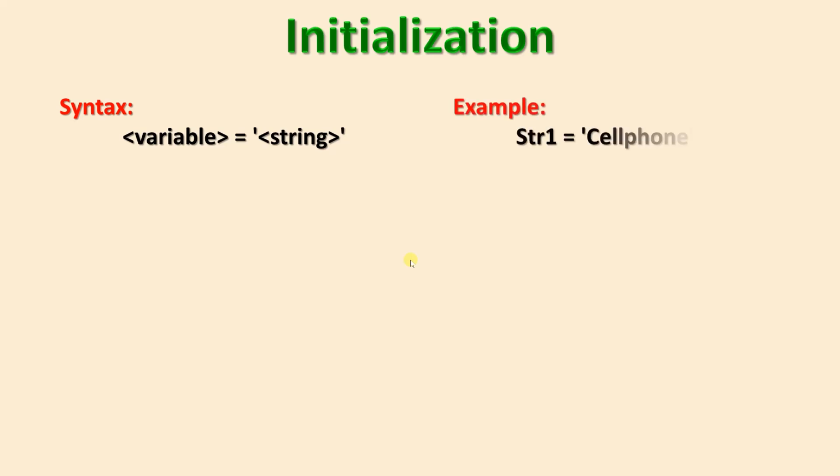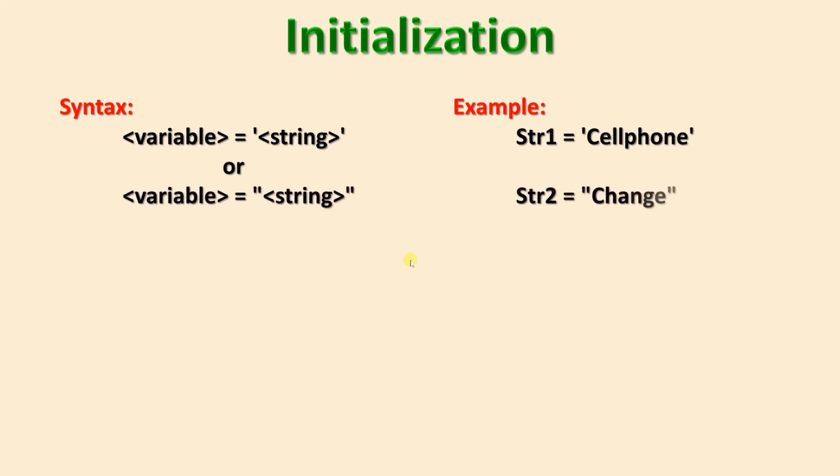Let us know how we initialize a string. The general format is here: variable, that is an identifier, assignment operator, and in single quotes a string. Example: str1 is equal to 'cell phone' in single quotes. In a similar way, it can also be given in double quotes: variable is equal to string in double quotes. Example: str2 is equal to "change" in double quotes.